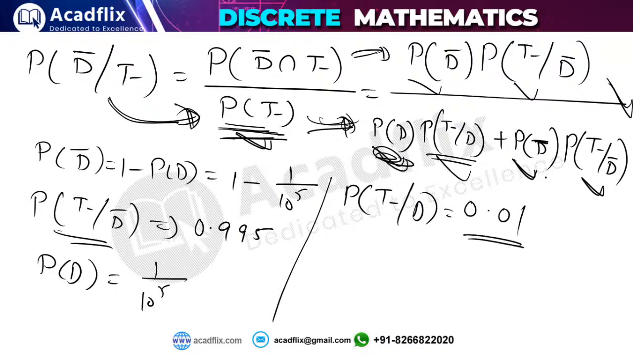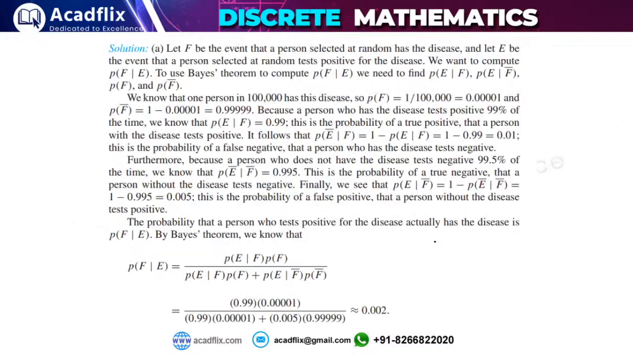Now you have all the values. You have this value, this value, this value, this value, this value, this value. You can just put all these values in and you will get the answer. This is how the Bayes formula is applicable. So you can just apply all these formulas and you will get the answer.